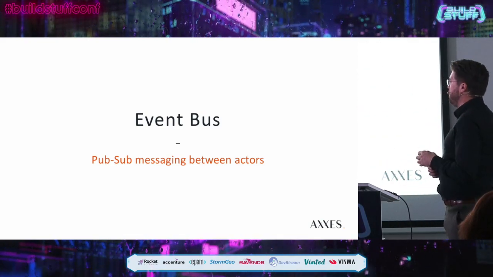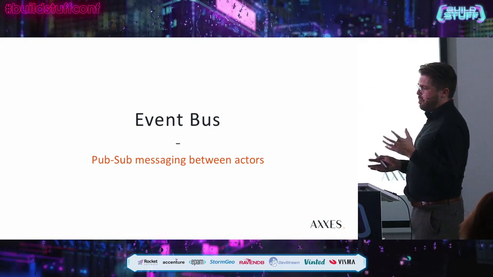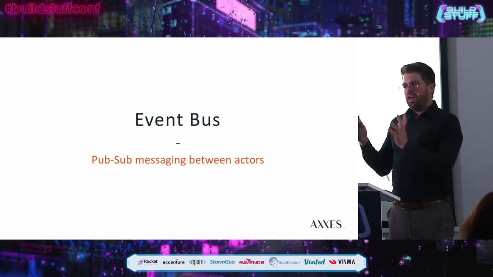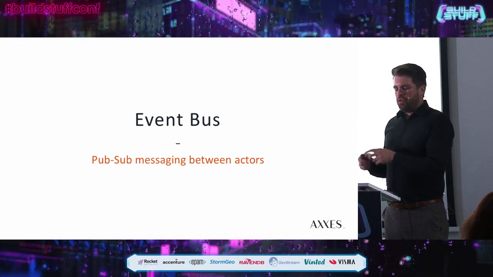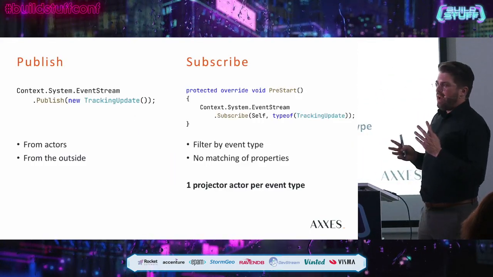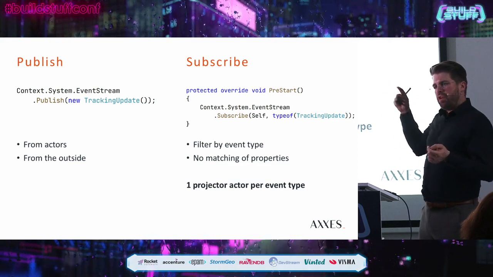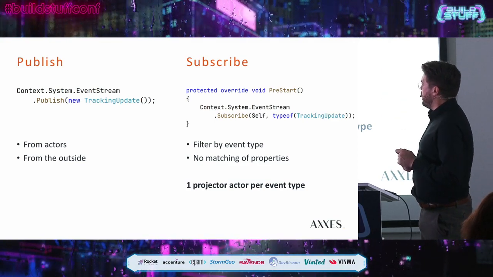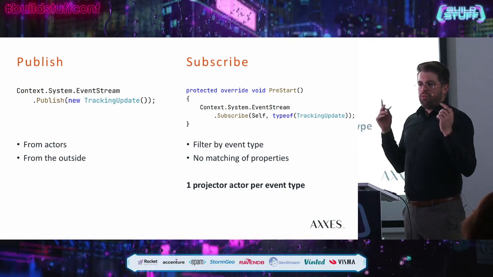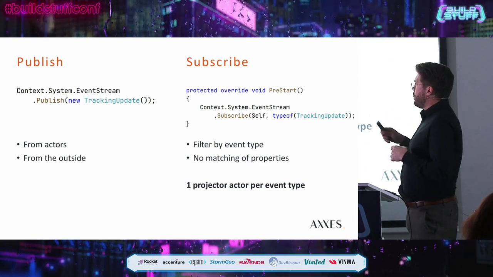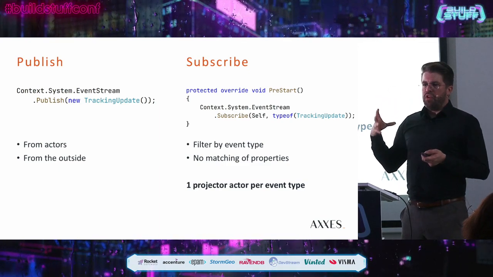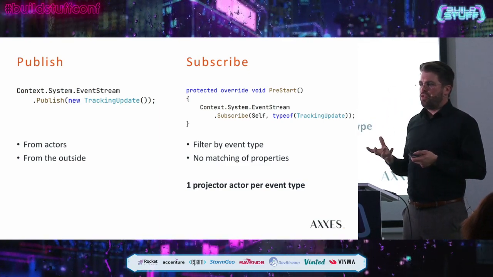Now I've talked about the event bus a couple of times, and that's the magic that's going to happen between your aggregate actors and your projectors that are going to update the read storage. So on the command side, you already saw that context publish thing, the code that you see on the top left. You can do this from outside of the actor system straight into it, or you can do it from actors themselves. And all we do is publish any object to the event stream.